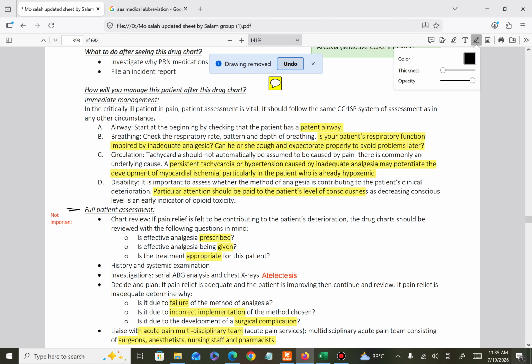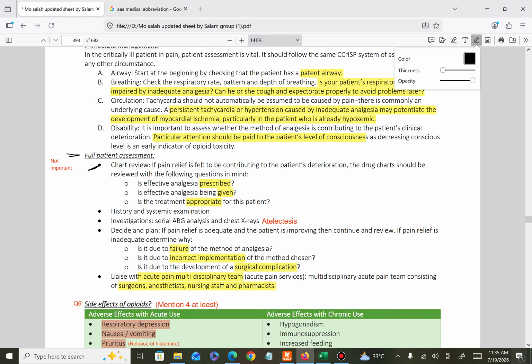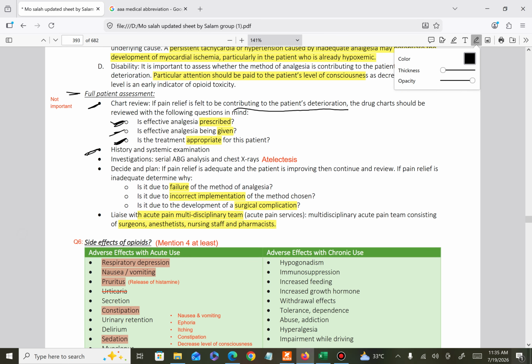Then after the immediate actions, we have to fully assess the patient. Review the chart. If pain relief is felt to be contributing to the patient's deterioration, the drug chart should be reviewed with the following questions in mind. Is effective analgesia prescribed? Is effective analgesia being given? Is the treatment appropriate for this patient? Then take the history and do a systemic examination. Investigations that should be sent are serial ABG analysis and a chest X-ray to check for atelectasis.